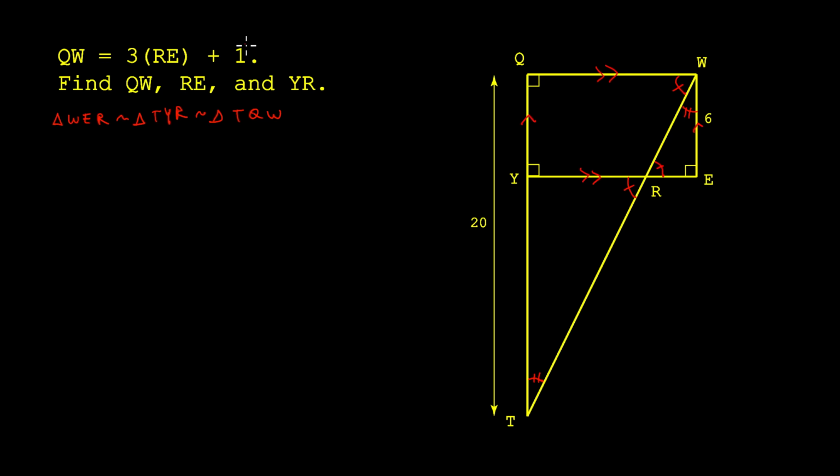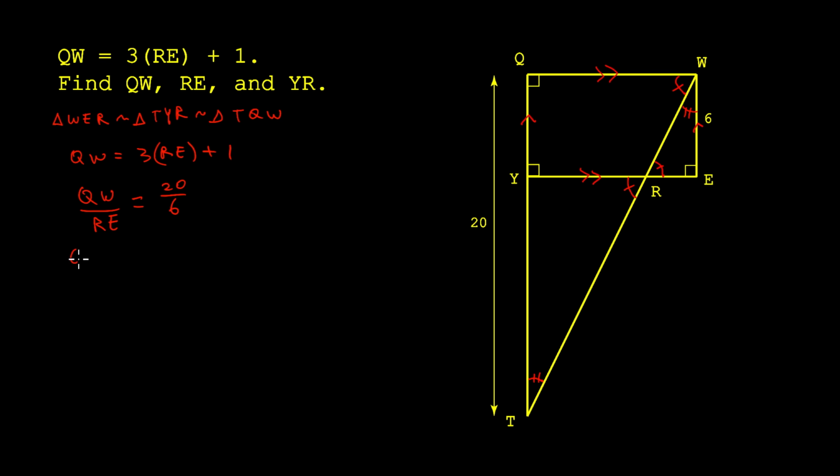Now coming back to the equation here, we have QW equals 3RE plus 1. You'll notice we have one equation here with two unknowns, so we need another one, and we can get that from similar triangles. So we can come over here and notice that QW is the short side of the big triangle and RE is the short side of the small triangle. So then QW over RE equals, and we come back over here and we see the mid side of the big triangle is 20 and the mid side of the small triangle is 6. So that's going to be 20 over 6. And that gives us our second equation.